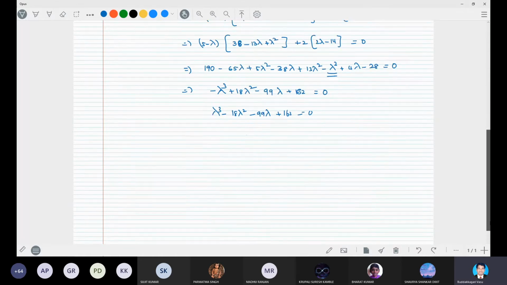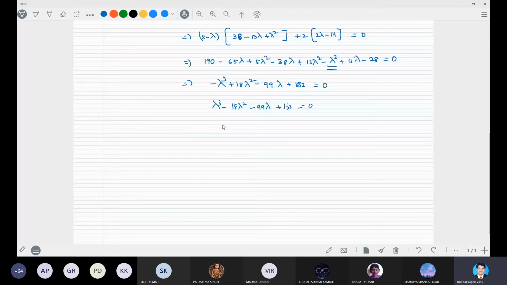Right? So now we find out the roots. I hope you found the roots. Lambda is 3, 6, 9. Therefore, the eigenvalues are 3, 6, 9. That is lambda 1 is equal to 3, lambda 2 is equal to 6, lambda 3 is equal to 9.